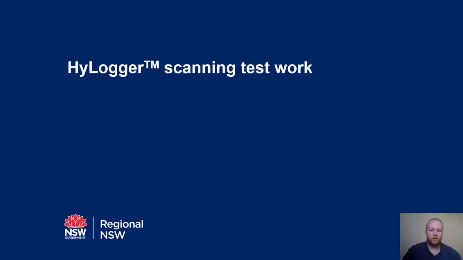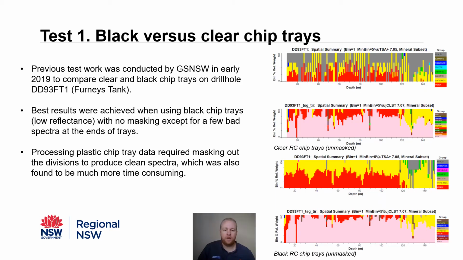Moving on into a look at HyLogger scanning test work. Test 1 looked at determining which colour chip tray is best to use out of clear, white or black. Recent work by GS New South Wales compared clear and black chip trays and found much better results from black trays due to the low reflectance of the colour.